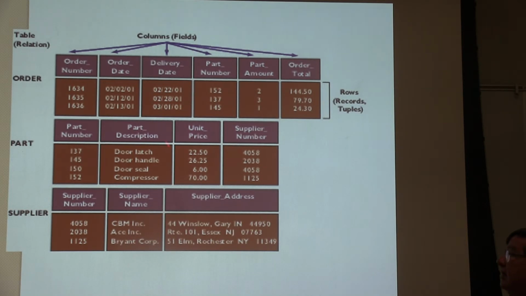Because let's say you had 8 people that came in and bought compressors. And if you didn't have it this way, you'd have to write in, well, they bought a compressor and it was $70 and we got to order them from Bryant. So you're going to mess it up. At some point, the biggest cause of errors in computers are people, right?